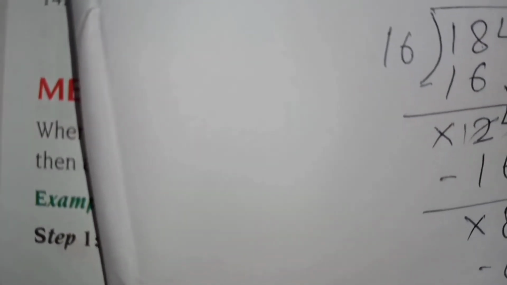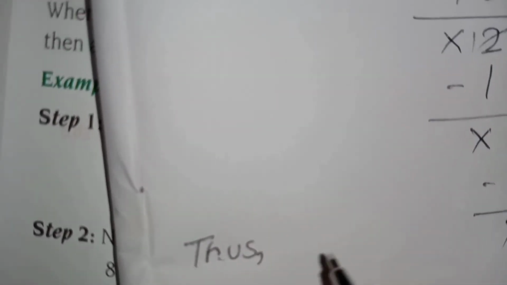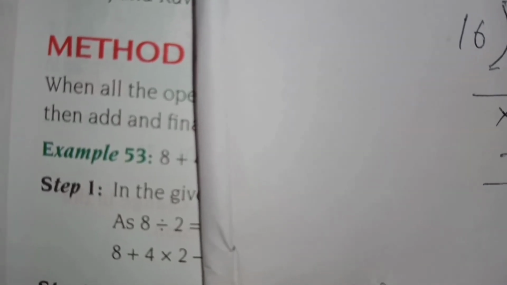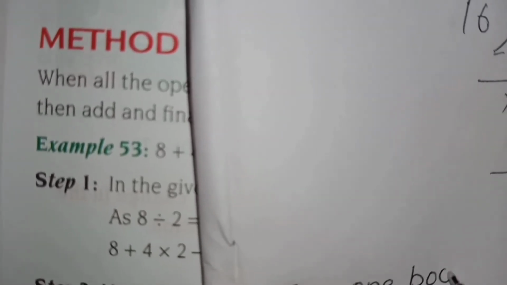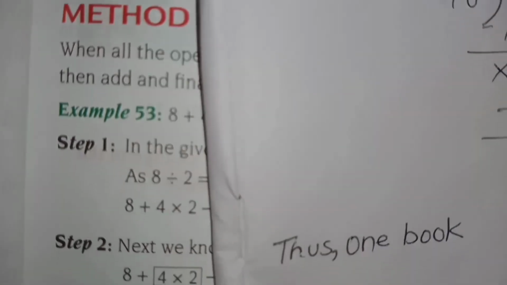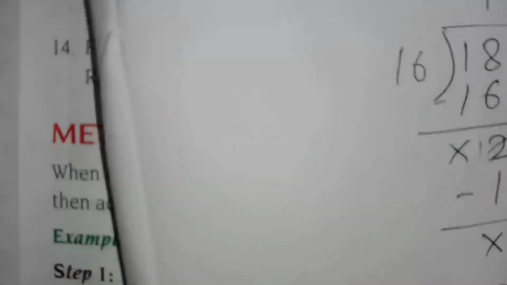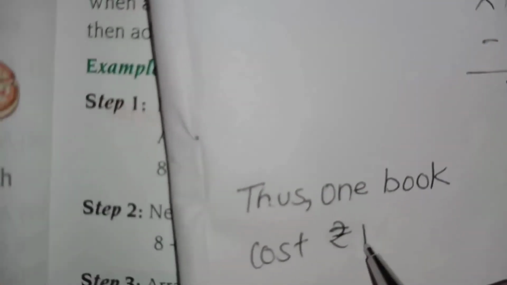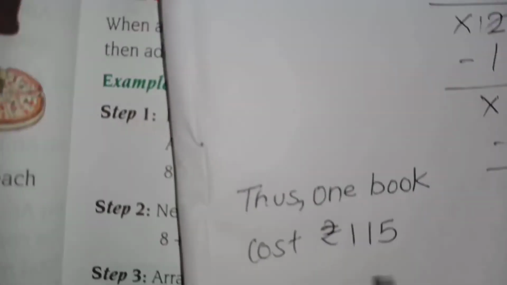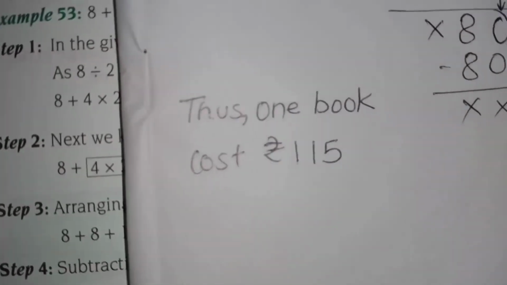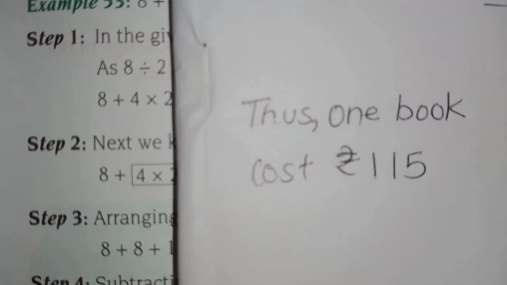Thus, one book costs rupees, how much? What is the cost of one book? Rupees 115. So this is the answer. So to find the cost of one, we have to divide.